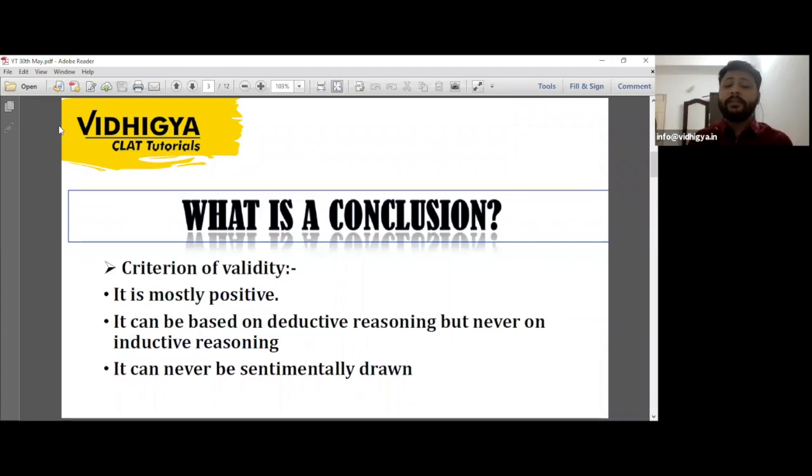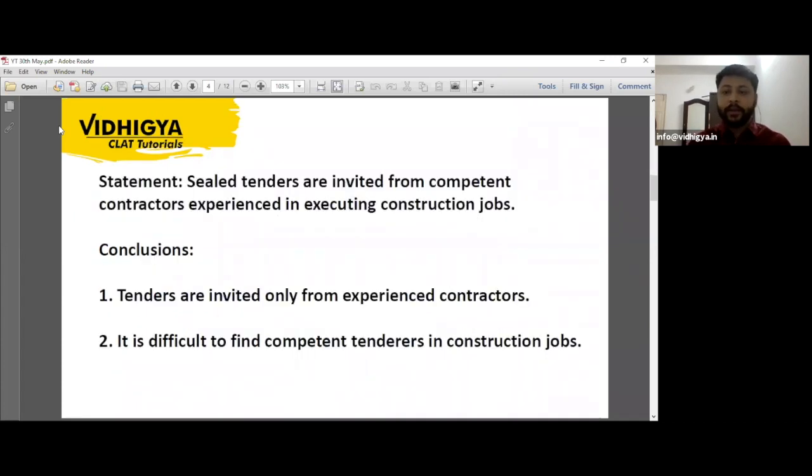Last one, the conclusion can never be sentimentally drawn. Again, we are not supposed to apply the knowledge that we possess. So this is the basic criteria on which we select and validate the answer options. Okay. So let us directly move to the questions, and we'll try to practice these concepts by trying our hands on these questions. So this is the first question that I want you guys to crack.